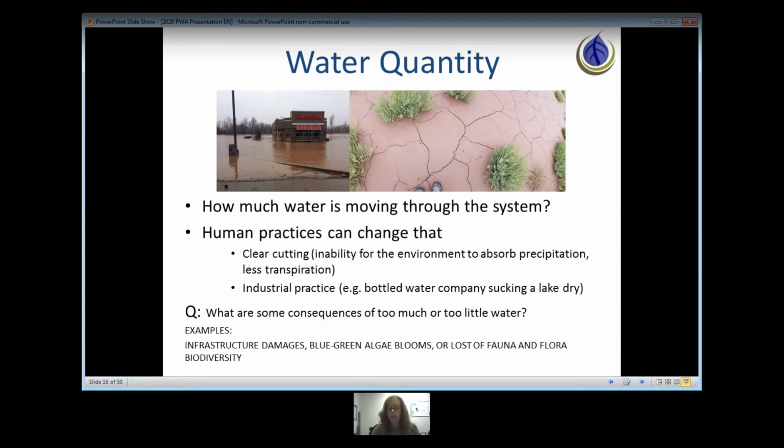Industrial practices also. If, for example, a company that provides water to the public by bottling water is not careful, they can sometimes run a lake dry. And some of the consequences of too much or too little water: we have infrastructure damage often when we have flooding. In periods of drought, we can have a risk of blue-green algae blooms developing in our streams, or even our lakes, actually. If we're not very careful with our water conservation, we can sometimes have a risk of blue-green algae in our reservoir if the water gets too low. And of course, if there's not enough water, we can lose some of our fauna or flora, biodiversity.